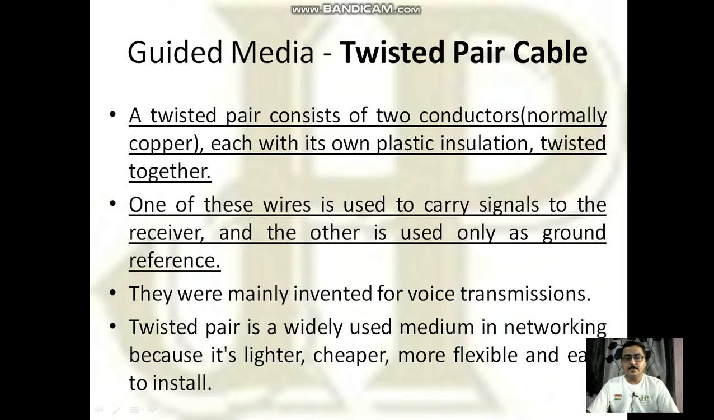The first example is twisted pair cable. A twisted pair consists of two conductors, normally copper, each with its own plastic insulation. They were mainly invented for voice transmission. In earlier days, when there was a landline phone, these cables were widely used.